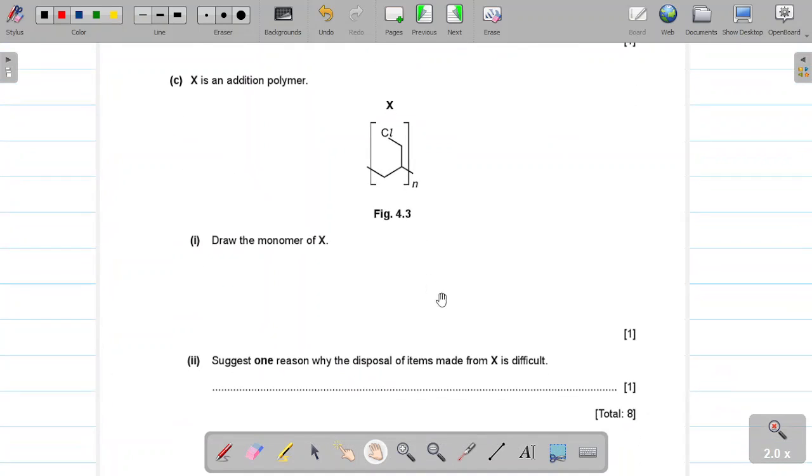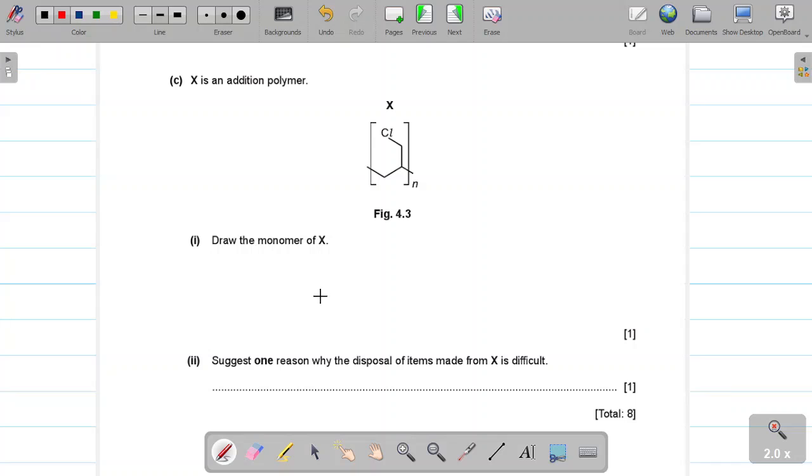They tell us here X is an addition polymer. Draw the monomer of X. So it's an addition polymer. We should know that in addition polymerization, we go from an unsaturated compound to one that is less unsaturated, more saturated. So it usually involves the breaking of double bonds. This is the repeating unit itself. This is one individual repeating unit.